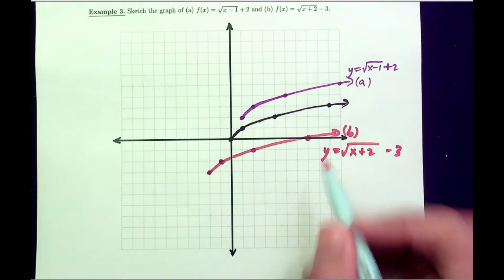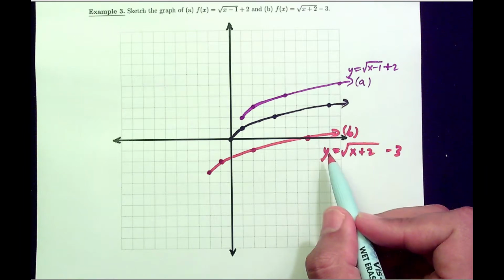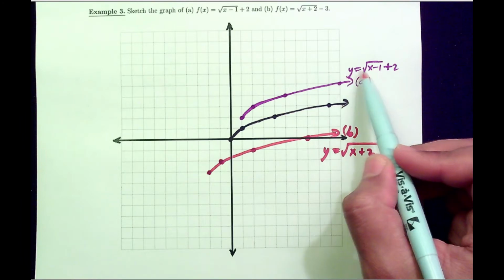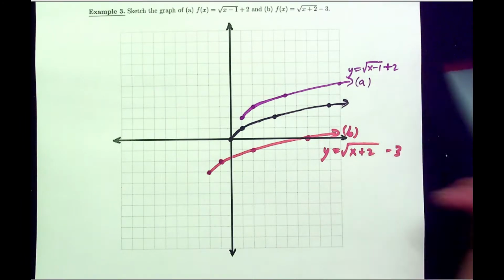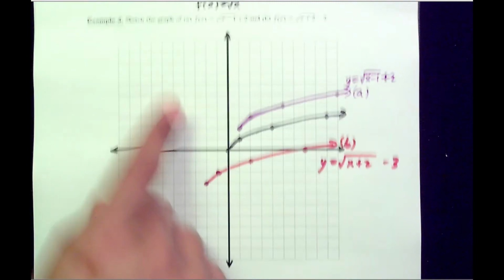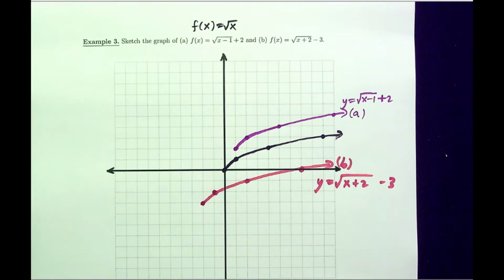So you could use y equals f of x, so you could put here also f of x equals square root of x plus 2 minus 3, or here f of x equals square root of x minus 1 plus 2. Okay, so that's how you start with the basic function and then modify it, move it up or down, left or right to get the new graph.